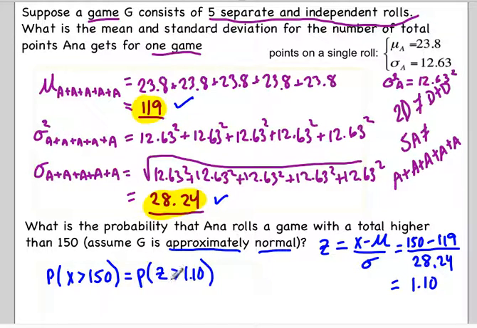Now remember this is a greater than problem, so we have to do 1 minus. Look up 1.10 on your chart. When you look up 1.10 on your chart, you get 0.8643. So you have to do 1 minus that, and you get 0.1357.